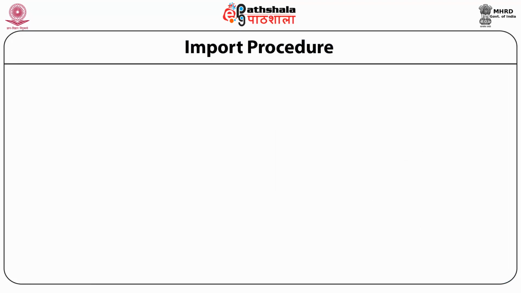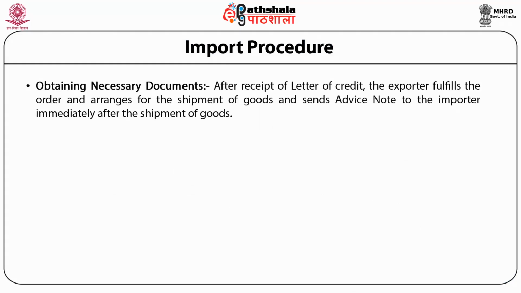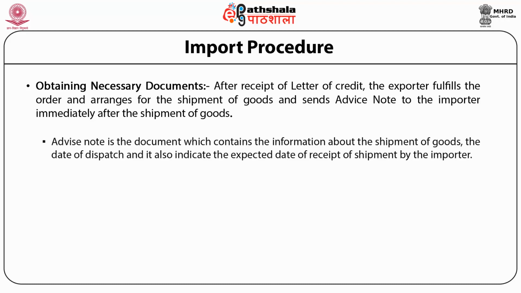The next step is obtaining necessary documents. After receipt of the letter of credit, the exporter fulfills the order and arranges for the shipment of goods and sends advice note to the importer immediately after the shipment of goods. Advice note is the document which contains the information about the shipment of the goods, date of the dispatch, and it also indicates the expected date of receipt of shipment by the importer.